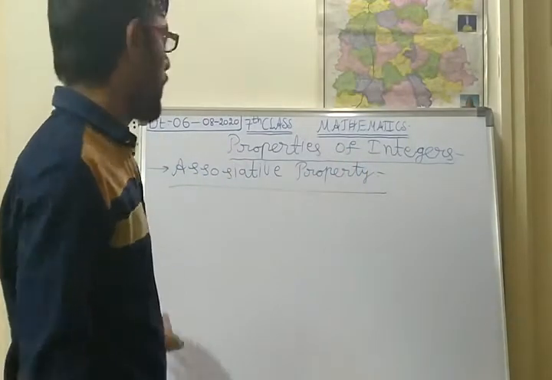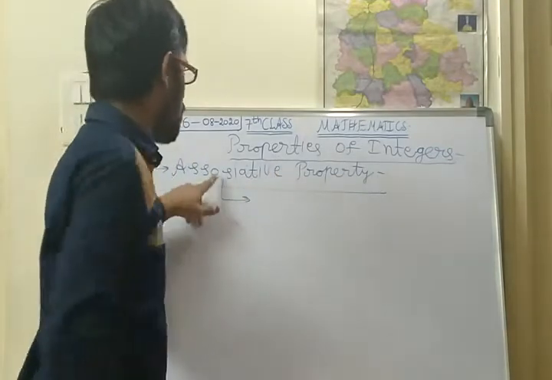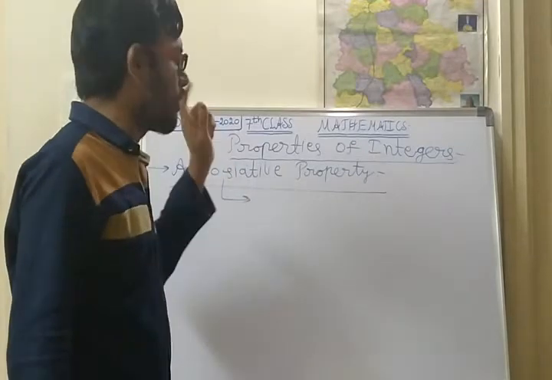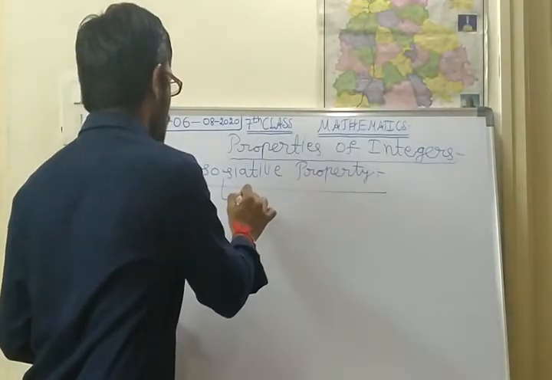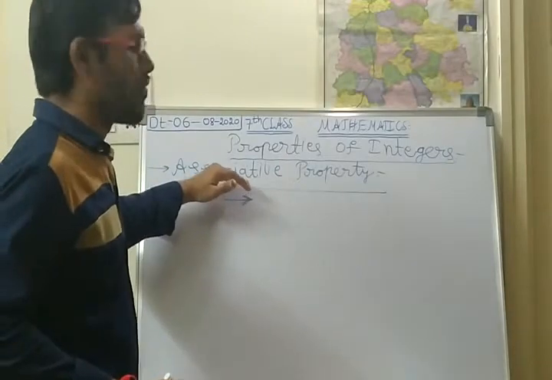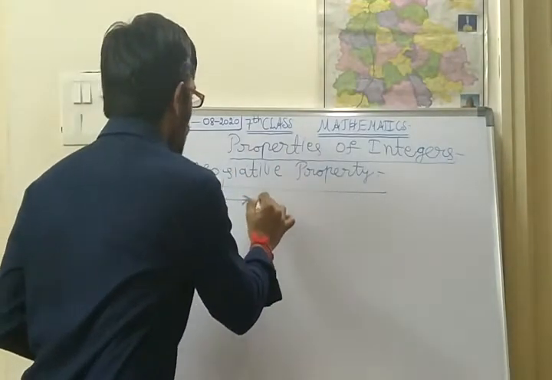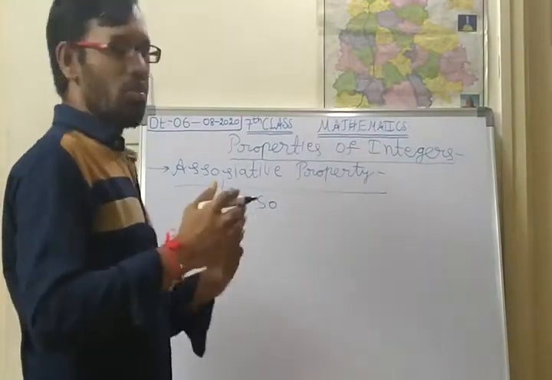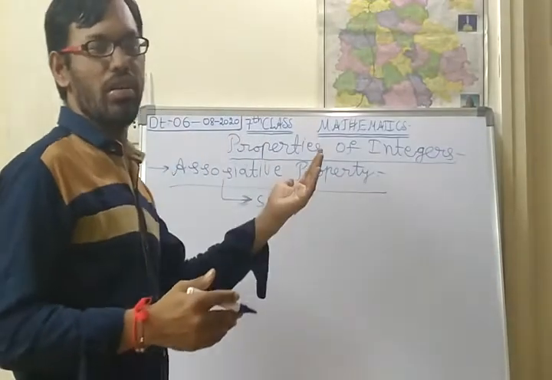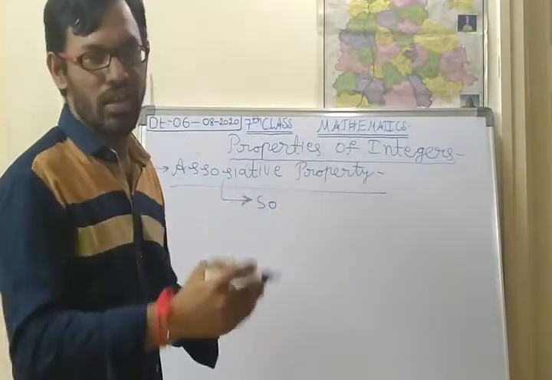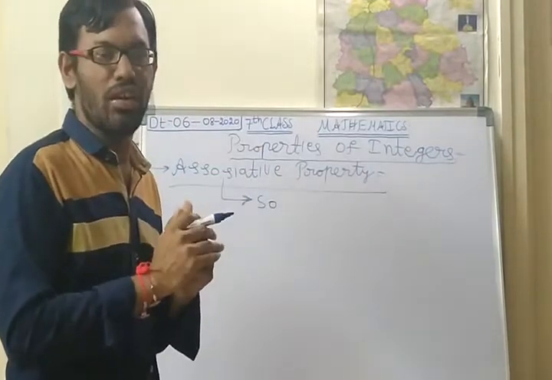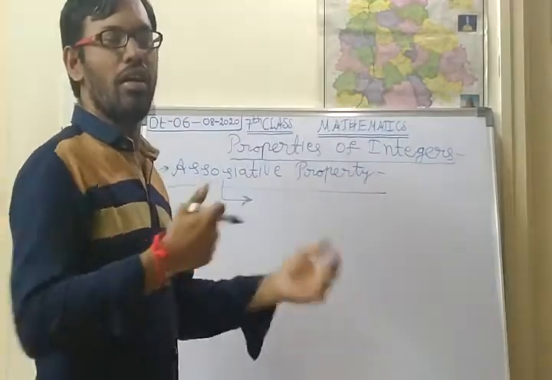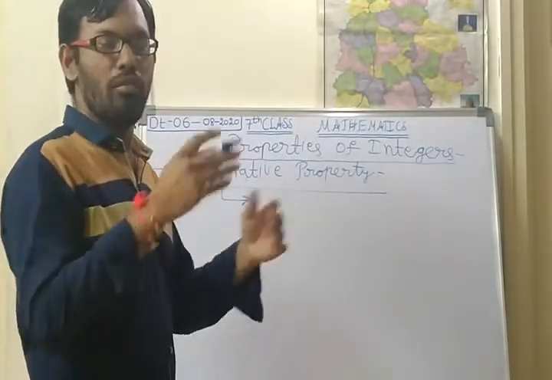Before going to this property, first of all we have to know what is the meaning of associative. In general, the meaning of associative is to give or to exchange one thing with another thing. That is called associative. Associative means to have a good partnership among three members.